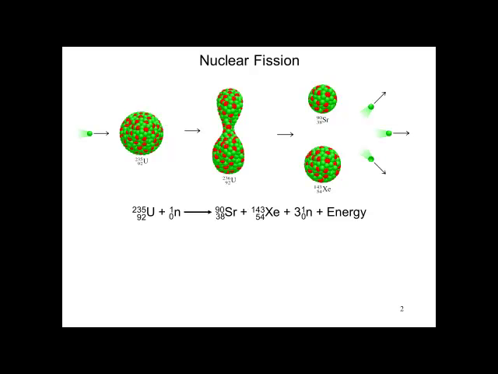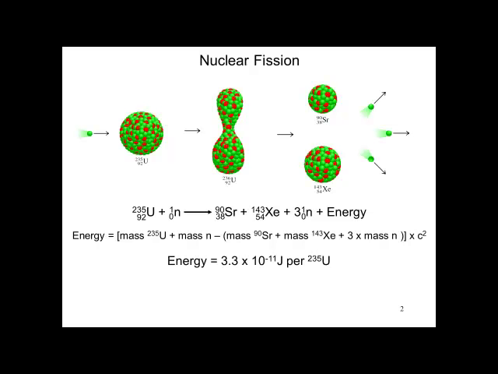Here's the balanced equation. If we do an energy calculation, taking the mass of U-235 plus the mass of the neutron, minus the mass of strontium-90 plus the mass of xenon-143 plus the mass of 3 neutrons, times the speed of light squared, the energy turns out to be 3.3 times 10 to the minus 11 joules per nucleus of U-235. Per mole, it's 2 times 10 to the 13th.